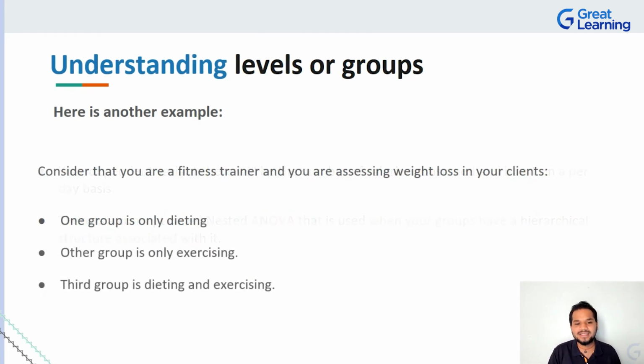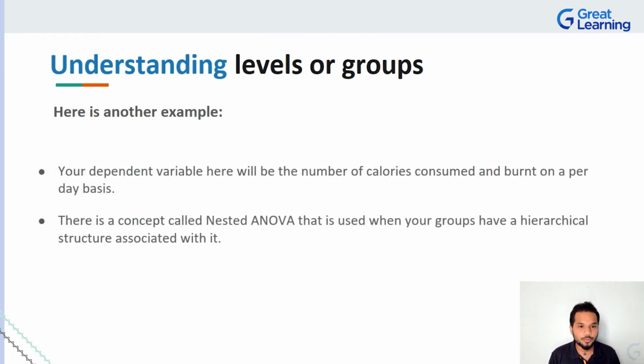And at the same time, it's very easy to say that the group that is dieting and exercising can lose a lot more weight. But you have to understand here that your dependent variable is the number of calories that you burnt and the number of calories that you actually consumed, and you have to do it on a per day basis, right? If you consume fewer calories and burn more, you lose weight. If you consume more calories and burn less, you gain weight.